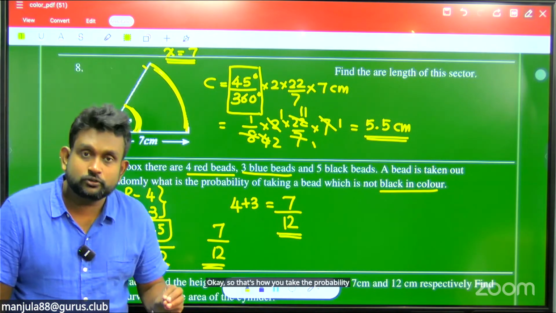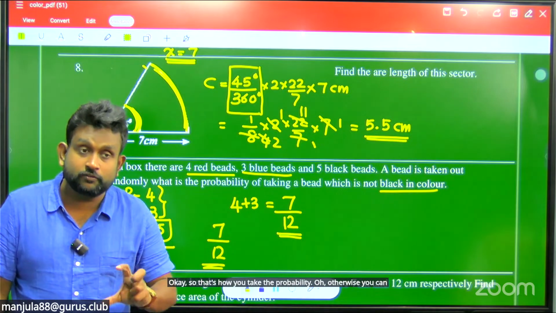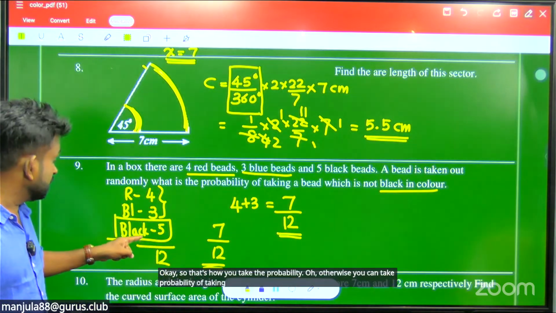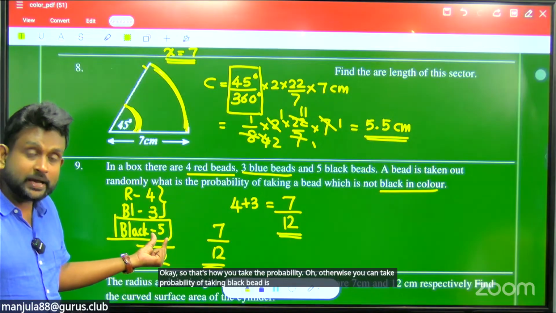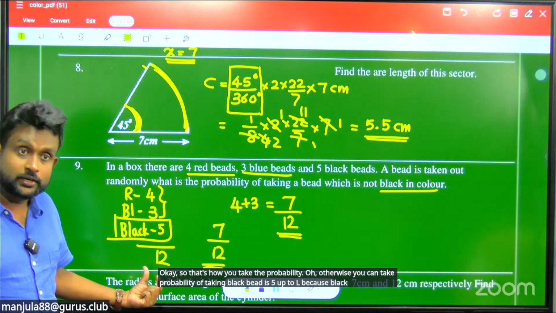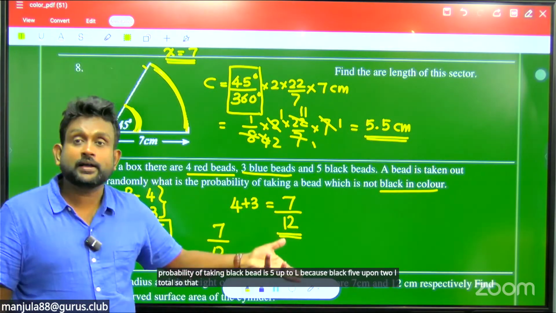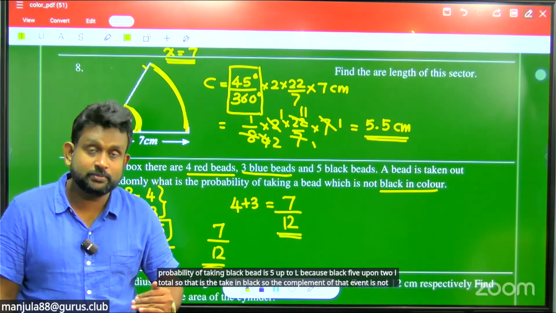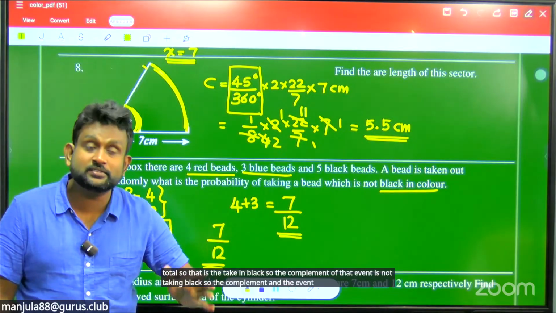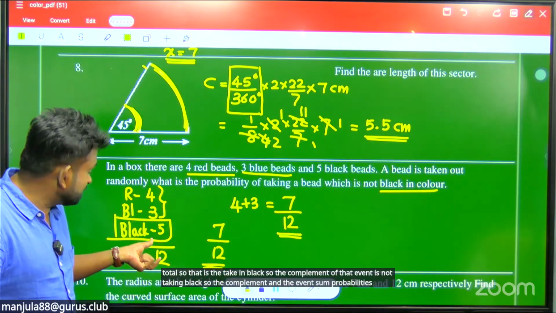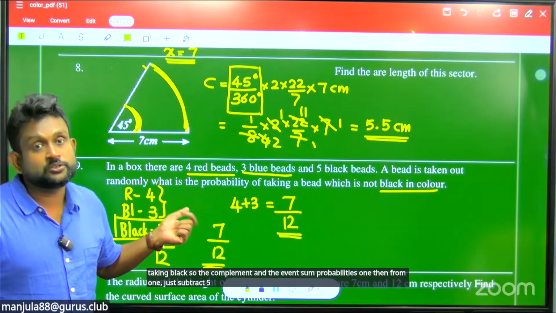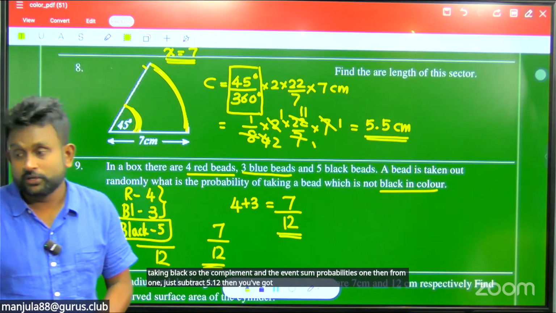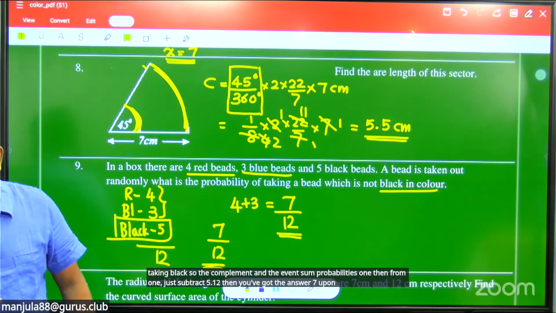Or otherwise, you can take the probability of taking a black bead, which is 5 upon 12, because black is 5 upon 12 total. The complement of that event is not taking black. The probability of the complement and the event sums to 1. Then from 1 just subtract 5 upon 12, and you get the answer 7 upon 12, right?